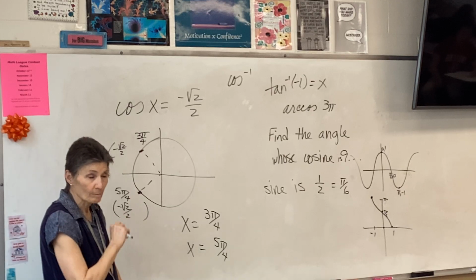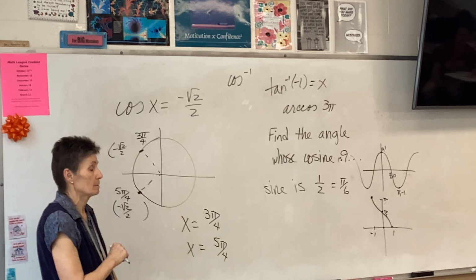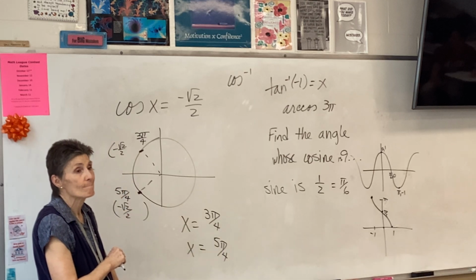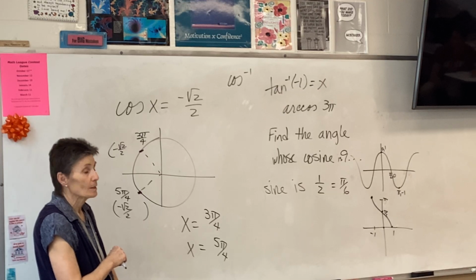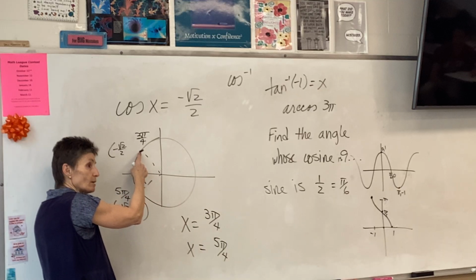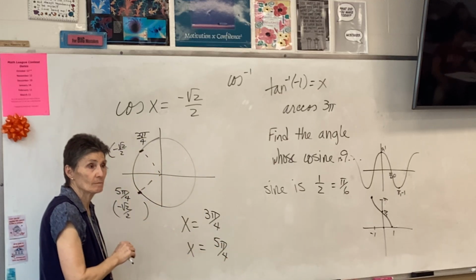But there are more. Give me another one. Alex? You could do negative 5 pi over 4. Negative 5 pi over 4 would be right here. Would you agree with that? So that's another answer. Are there any others, or is that it?